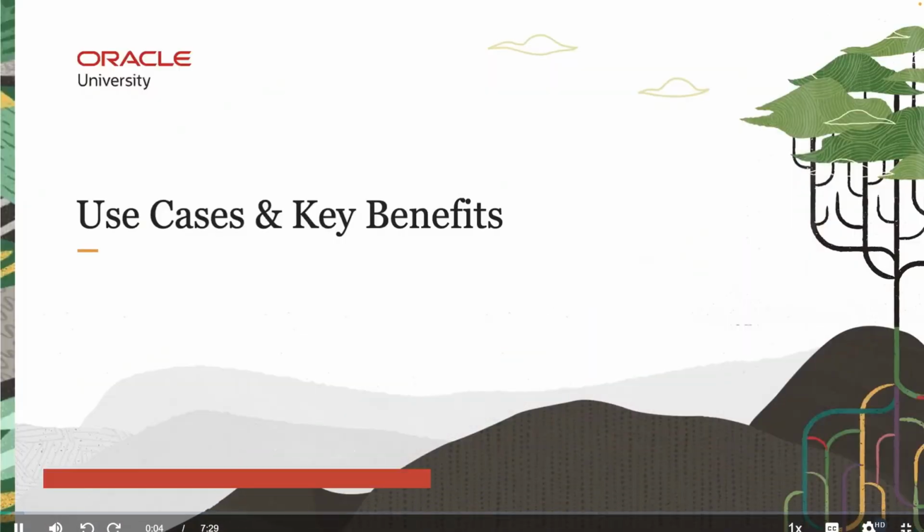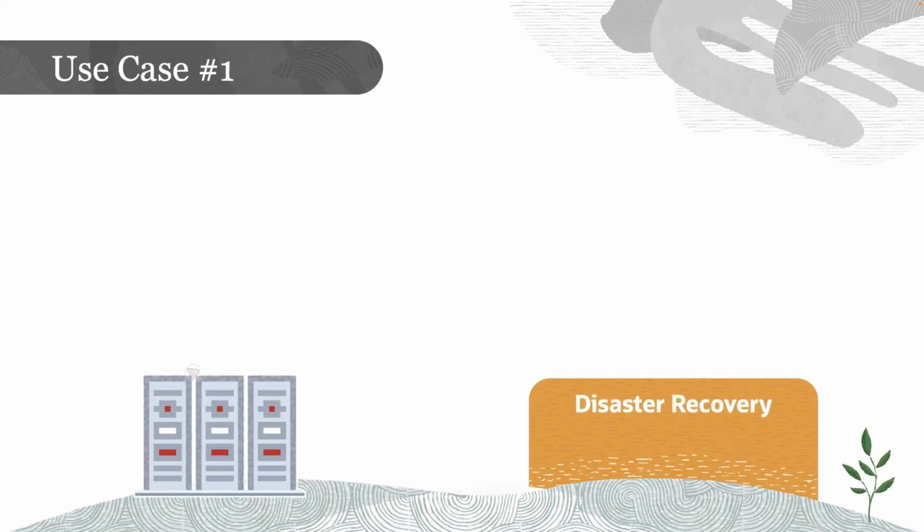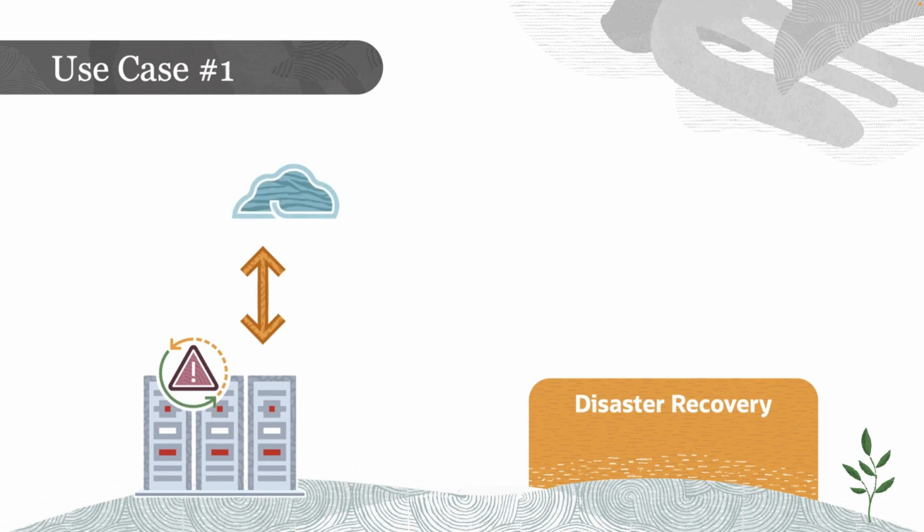Welcome back to this lesson on use cases and key benefits of Oracle Cloud VMware solution. Disaster recovery, or DR, is one of the top use cases of OCVS. DR is sometimes referred to as business continuity. It is very critical in maintaining a high service quality regardless of any circumstances.